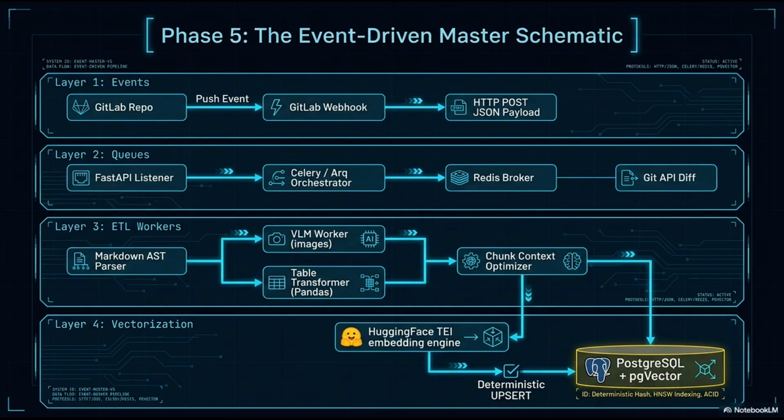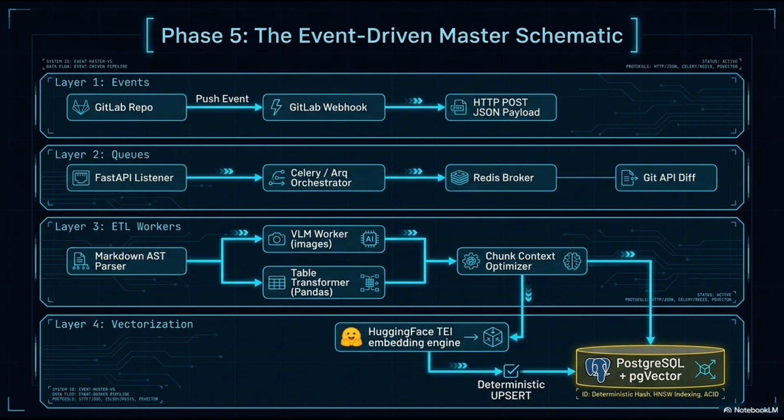This represents the complete event-driven ingestion pipeline. We are going to walk through its 4 distinct layers. I'm looking at layer 1, events and sources. This is the trigger layer. Everything is event-driven. An engineer writes a new section in an architecture document and commits it to the master branch in GitLab. This action fires a GitLab webhook.